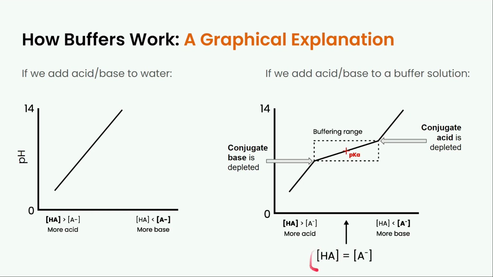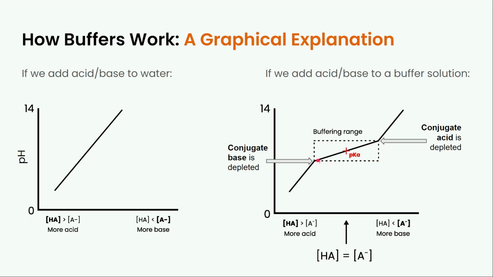If we had significantly more acid concentration than conjugate base, we would be on the acidic end of our buffering range, and our buffer would have a limited capacity to counteract the addition of even more acid. And conversely, if we had significantly more conjugate base than buffer acid, we would be on the basic end of our buffering capacity, and our buffer would have a limited ability to compensate for the addition of even more base.